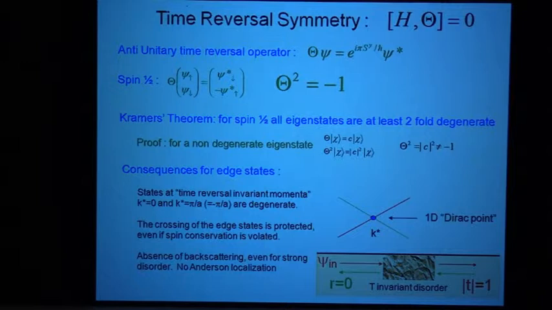Sure. There can be further accidental degeneracies. Or if you have other symmetries, there could be other symmetries which make the degeneracy higher.